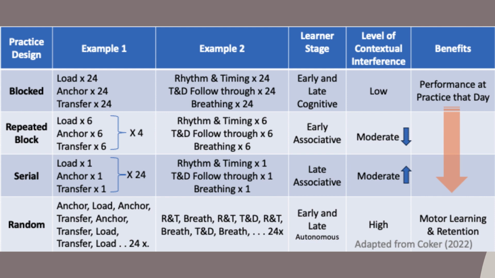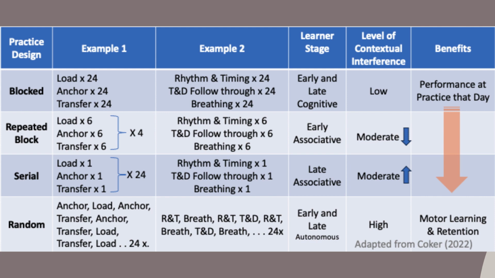Now look at repeated block. The task switching between load, anchor, and transfer happens more frequently. In this case, every 6 arrows, but it could be 3 arrows, it could be 5 arrows. It's just fewer arrows. Then in serial, this really needs to be a task switch every single arrow. This task switching, the fancy name is contextual interference, makes it more challenging, and the athlete needs that higher level of challenge as they increase stage of motor learning. It's going to help make this learning stickier.